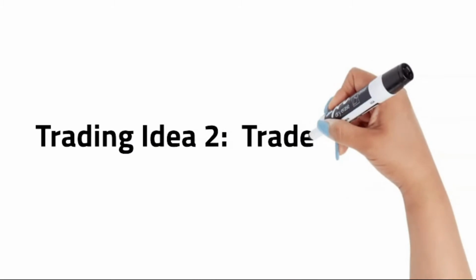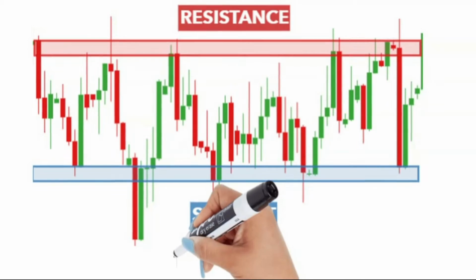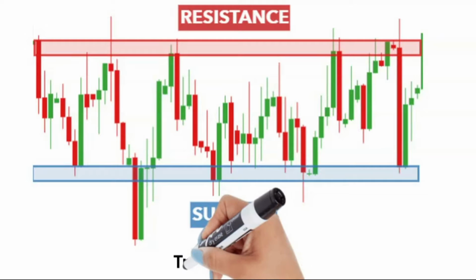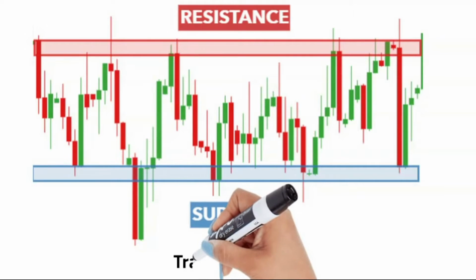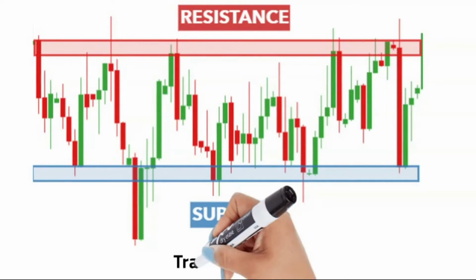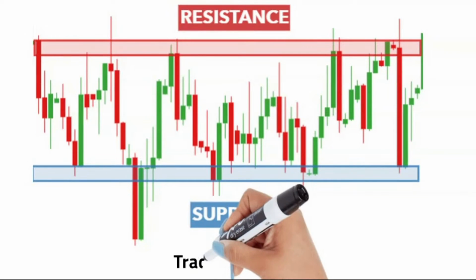Trading idea 2: trade the break. You should be looking to trade when price breaks through a support or resistance line. Buy when the price breaks up through resistance. Sell when the price breaks down through support.